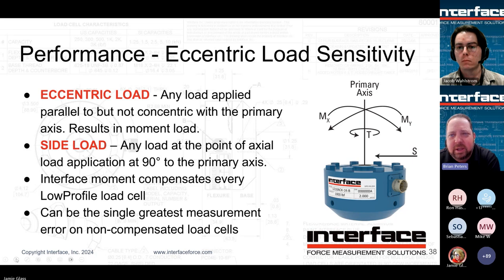Sometimes you can't isolate loads. You need something that's going to be rugged and deal with it. Well, I recommend you go with Interface low profile, because we'll be able to tell you exactly how it performs, which we'll show in a little more detail here.